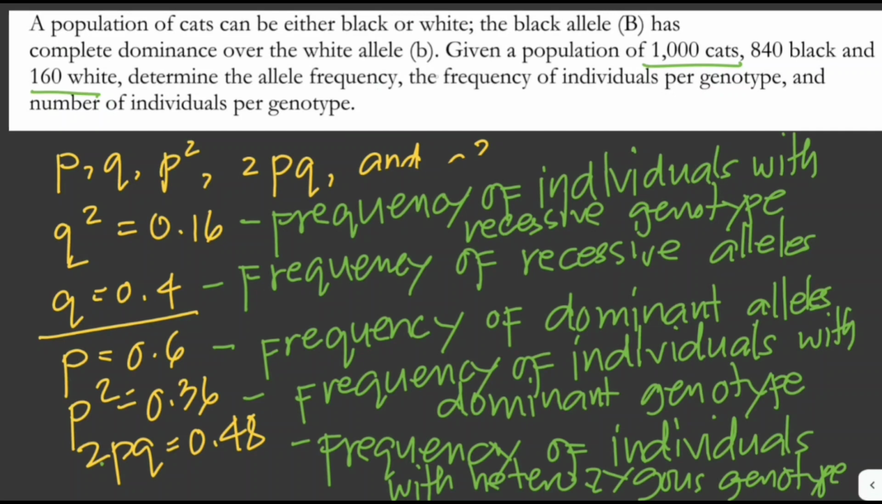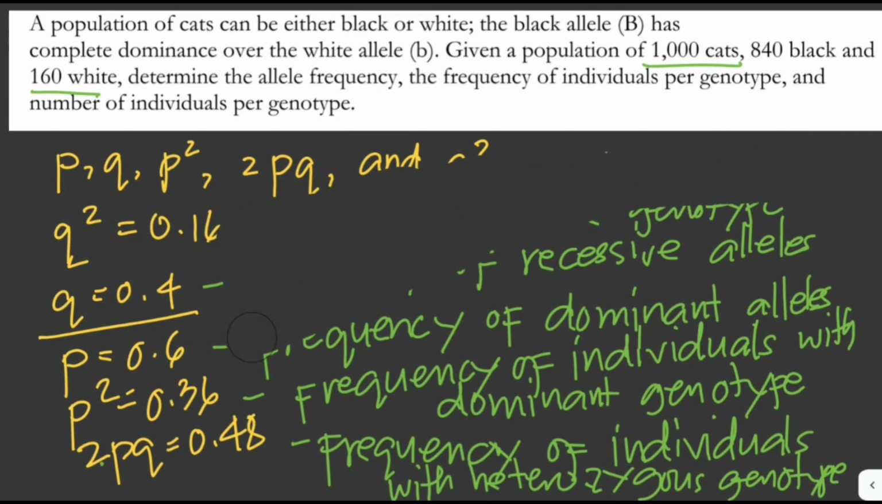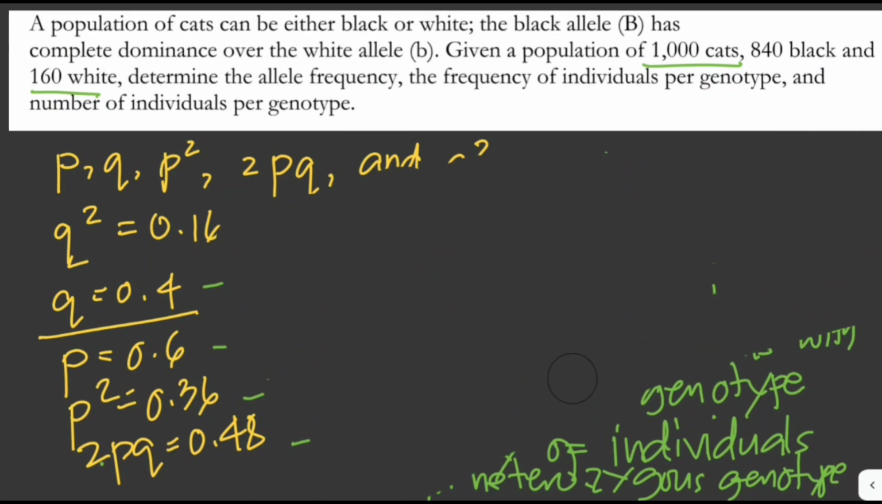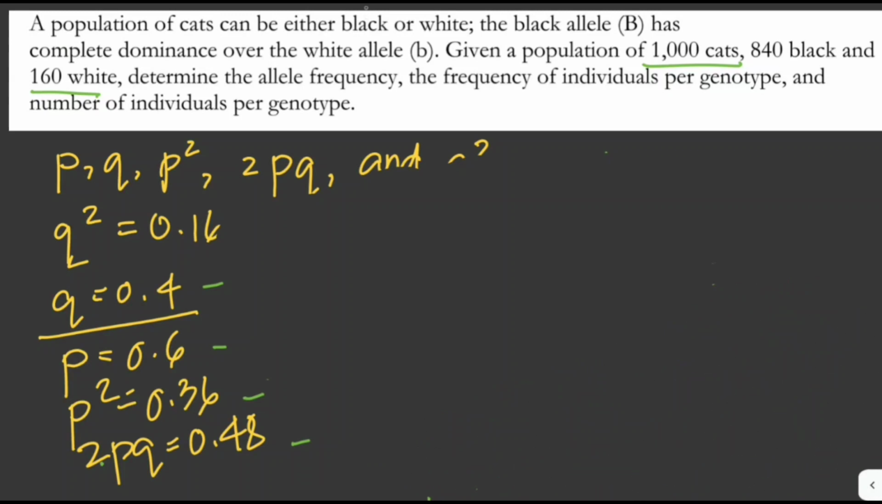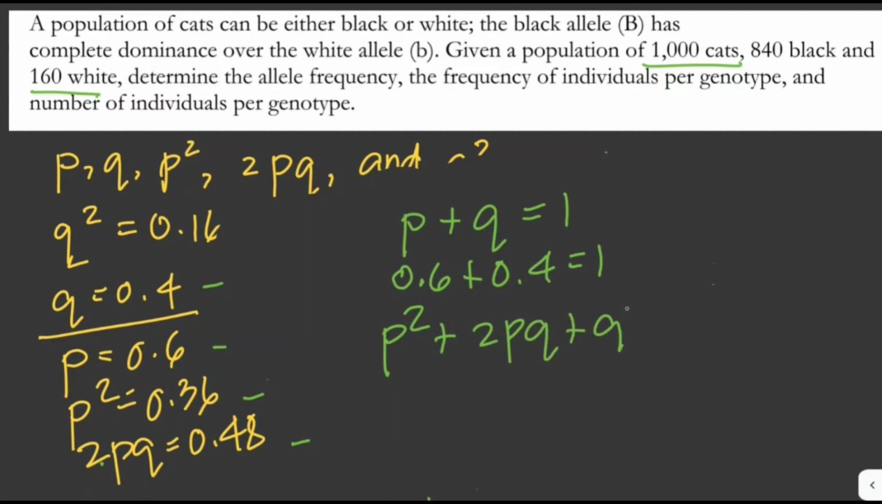So let's do that. p plus q equals 1. So we have 0.6 plus 0.4 equals 1. And then we have p squared plus 2pq plus q squared equals 1. So 0.36 plus 0.48 plus 0.16 equals 1.